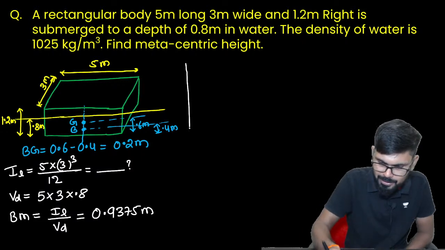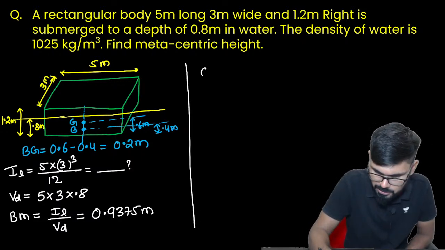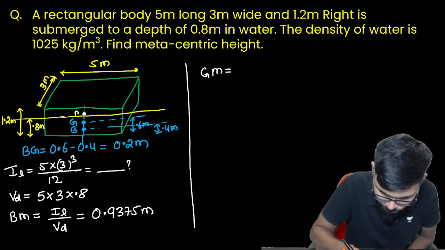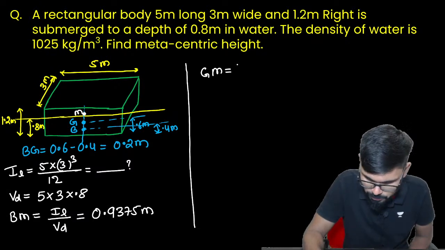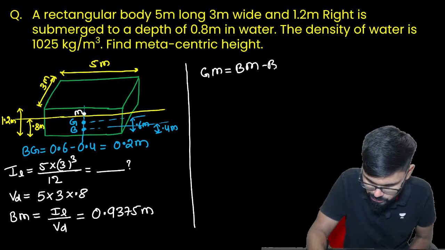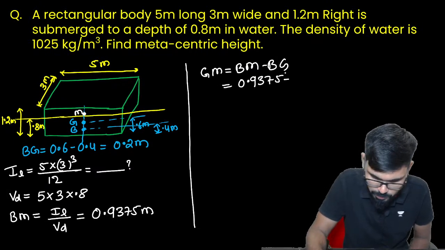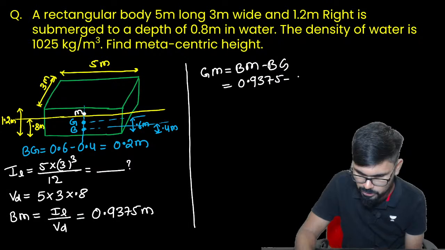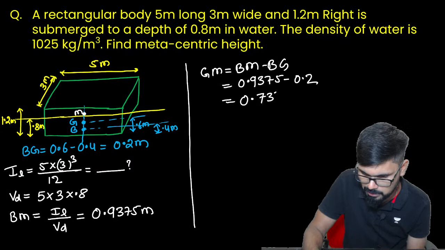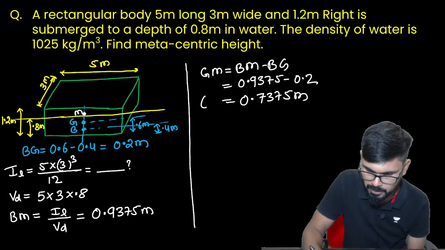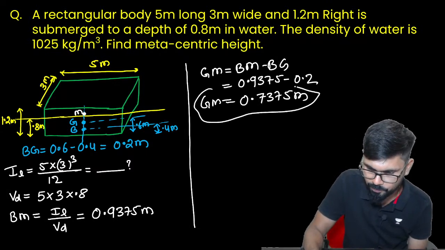Now you have to calculate GM value. So I can say that GM is equal to BM minus BG. BM value is 0.9375 minus BG. BG is how much? BG is 0.2. So this value will come 0.7375 meter.